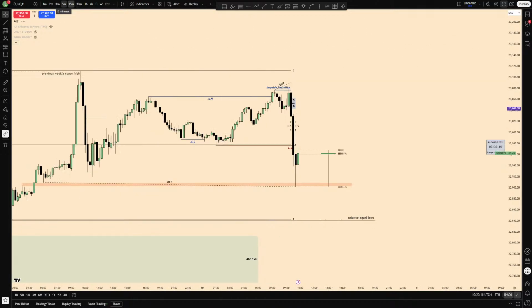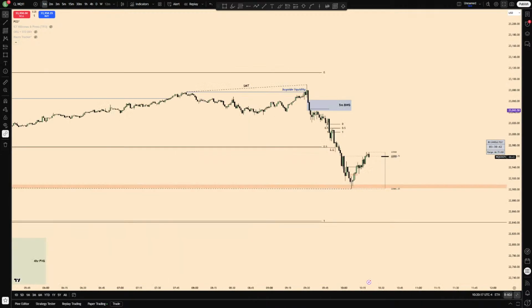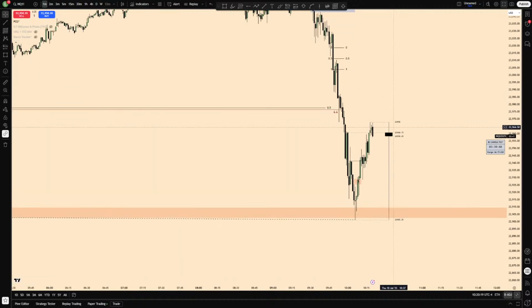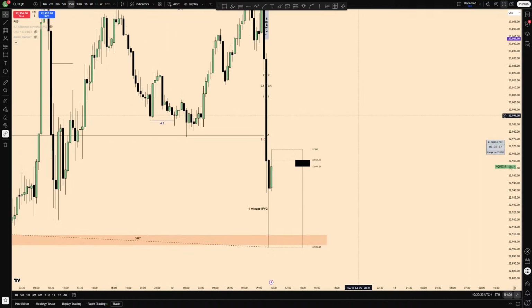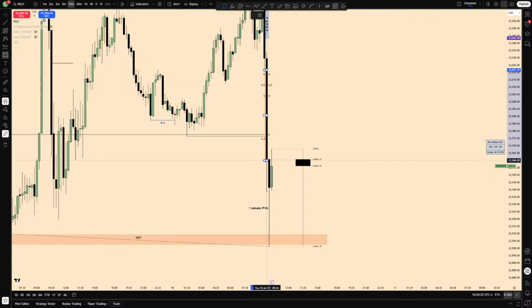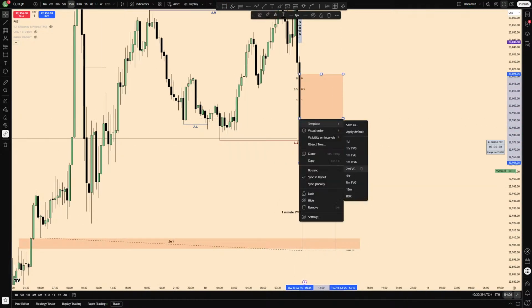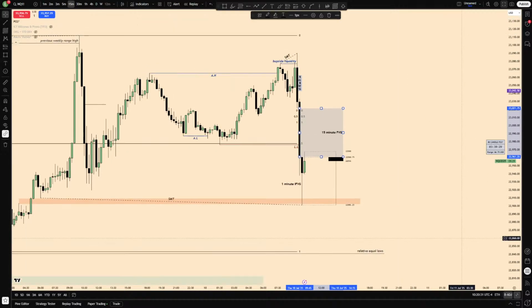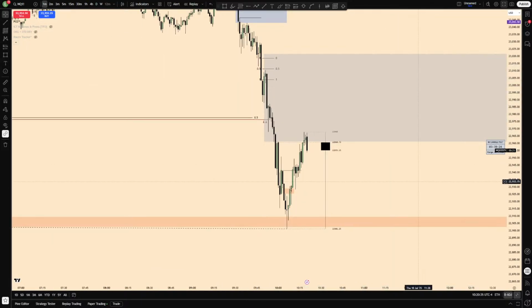Okay, so yeah, we did get that 4-hour change in state. Oh yeah, that little 4-hour gap. I'm still super split on bias because the other indexes aren't following. Well, it could just be YM comes back into the range, NQ comes back into the range, and it doesn't go far from there.